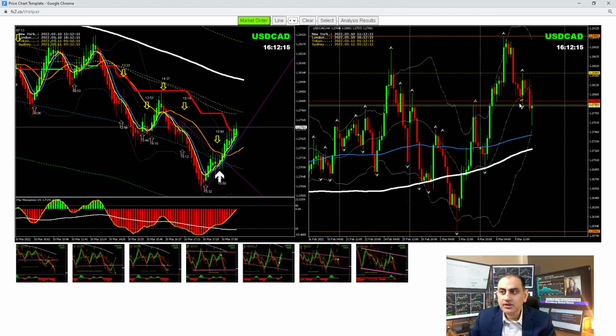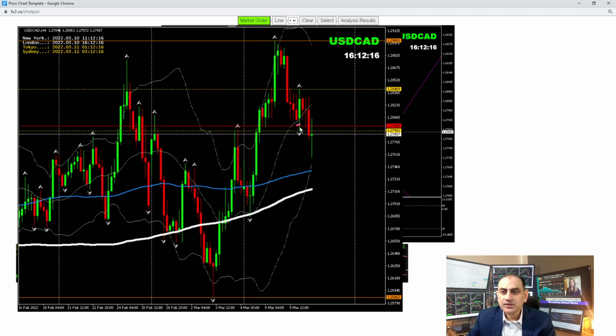So now we are looking, if the price is going to develop a false breakout, a candle close above this level, then I'm expecting a pullback. Otherwise, keep taking pullback shorts. We'll let you know tomorrow.